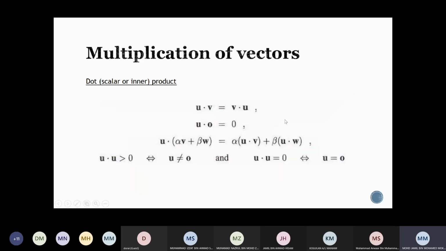Okay, so these are some rules for the scalar product. So if you have u dot v, it also equals v dot u. So if you have u dot a 0, you get 0. So u dot, let's say, a vector alpha v plus beta w, so you can dot to each of these vectors. Okay, macam boleh kembangkan. Okay, and then some other rules. So kalau u dot u, dia dot dengan diri sendiri, you get 0.